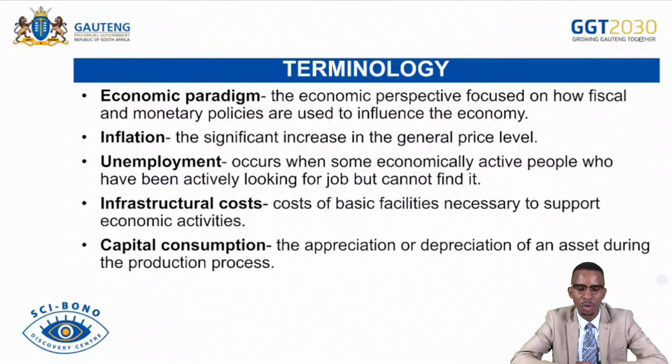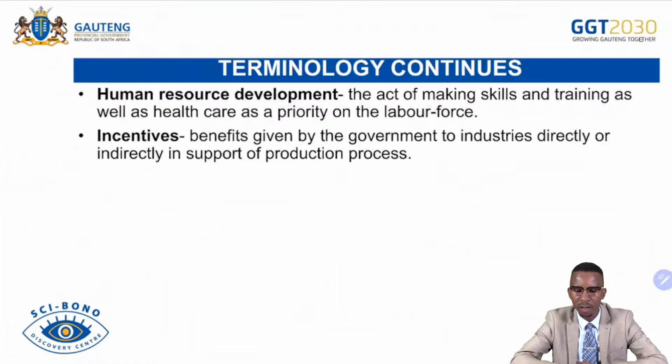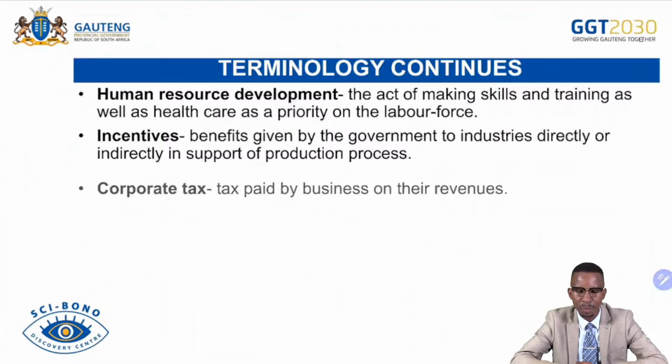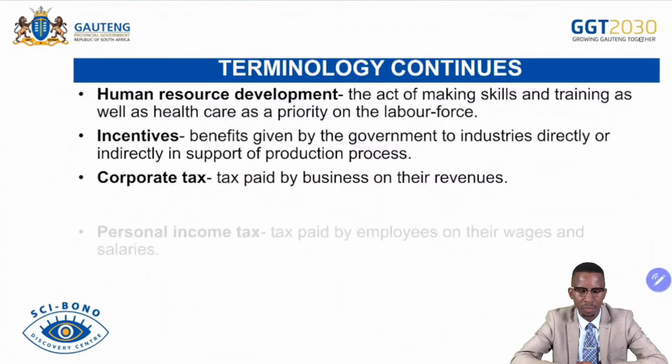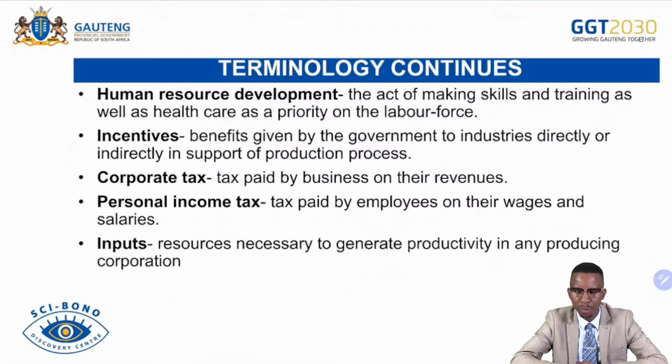We continue with the terminology. Human resource development, the act of making skills and training as well as healthcare a priority on the labor force. Incentives, benefits given by the government to industries directly or indirectly to support the production process. Corporate tax, tax paid by businesses on their revenues. Personal income tax, tax paid by employees on their wages and salaries. Inputs, resources necessary to generate productivity in any producing corporation.